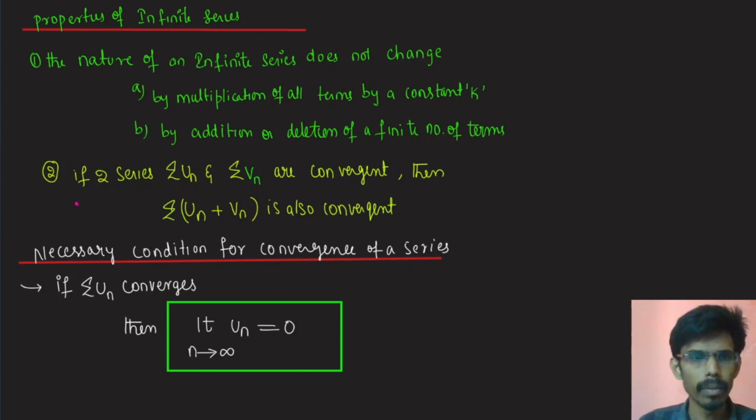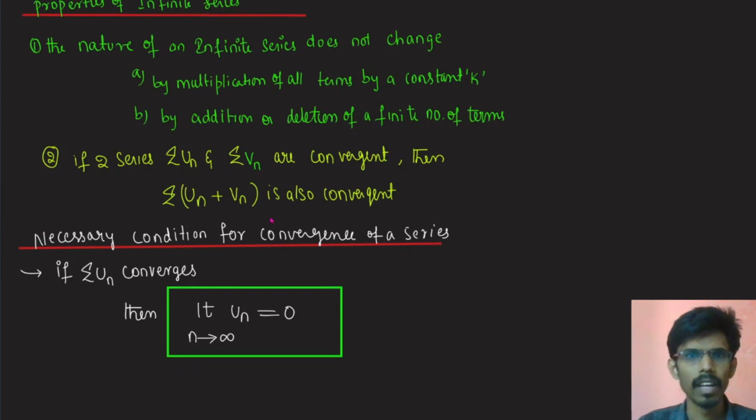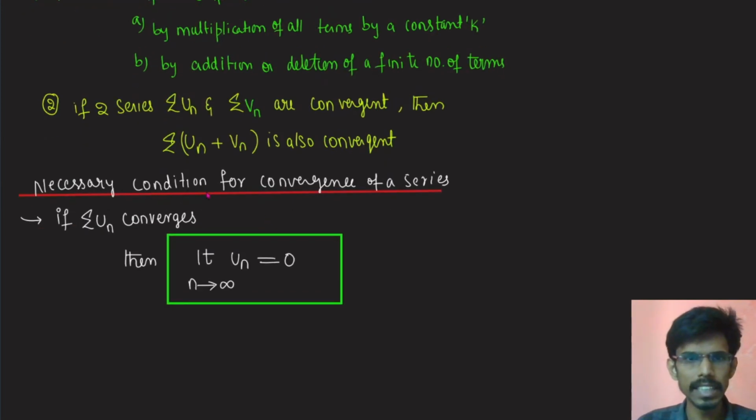Now the second property is, if two series sigma un and sigma vn are convergent, then their sum will also be convergent. And the last one is the necessary condition for convergence of a series. If sigma un converges, then the condition that should be satisfied is that limit n tends to infinity of un must be 0. This is the condition to see whether the series is convergent or not. The nth term, when limit n tends to infinity, must be 0. That is the condition for convergence.